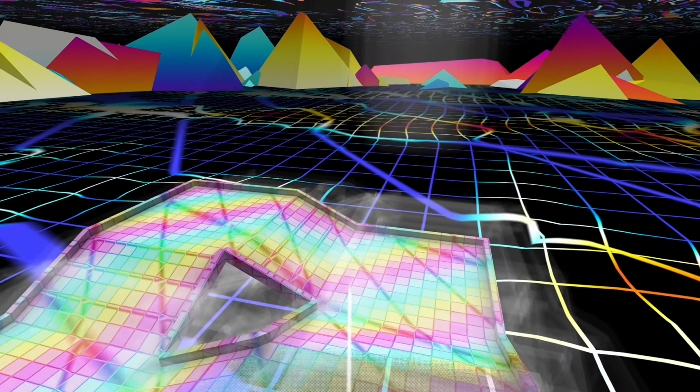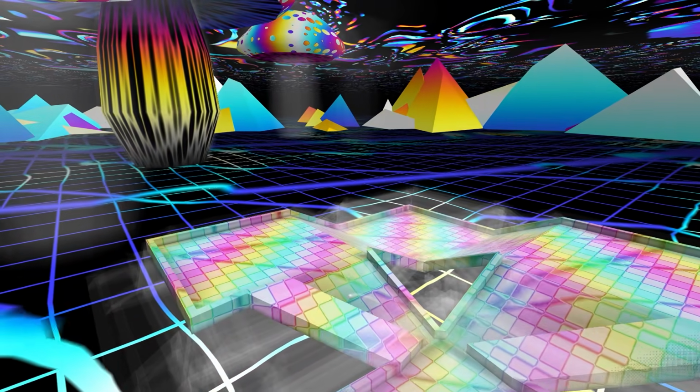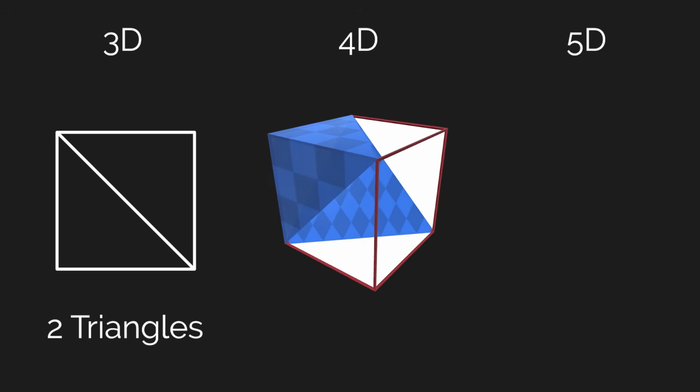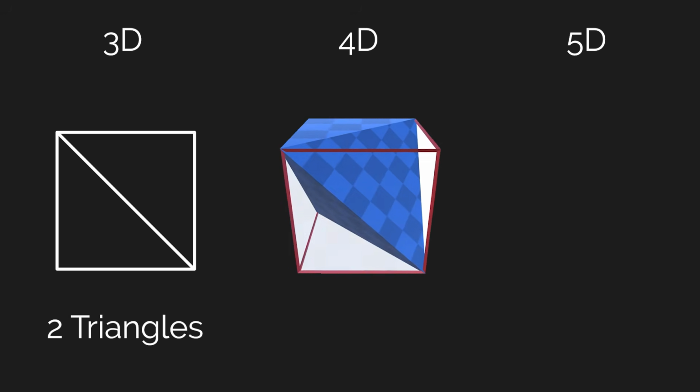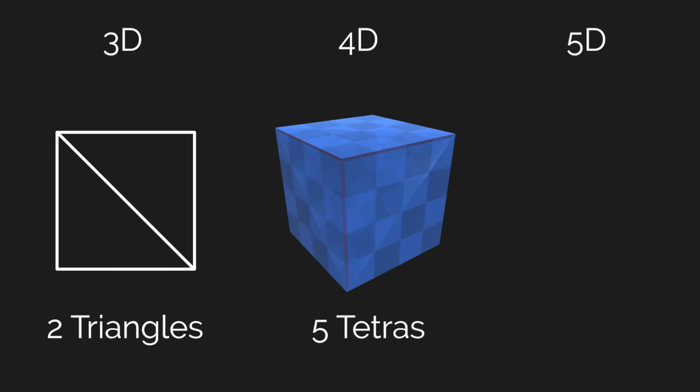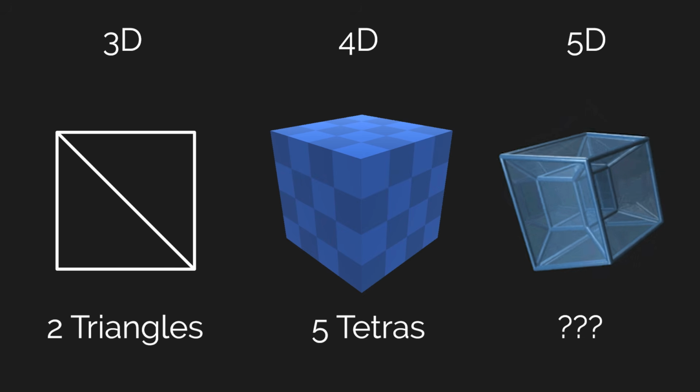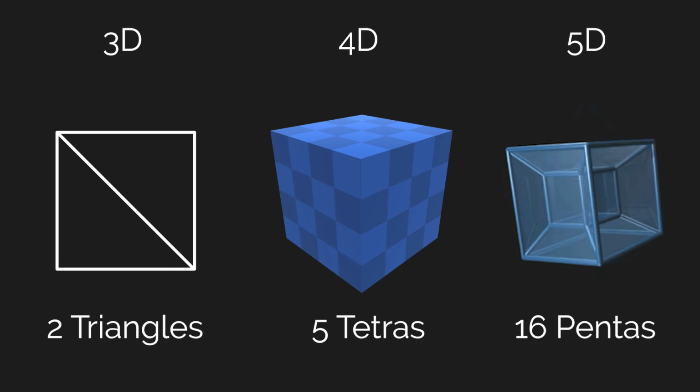The main problem with 5D meshes is that they're enormous. Let me give you an example. If you wanted to make a flat square in 3D, you only need 2 triangles. When you move to 4D, it's actually 3D things that appear flat, and a flat cube ends up needing 5 tetrahedrons. So how many pentachorons does it take to make a flat tesseract in 5D? It turns out 16 of them.